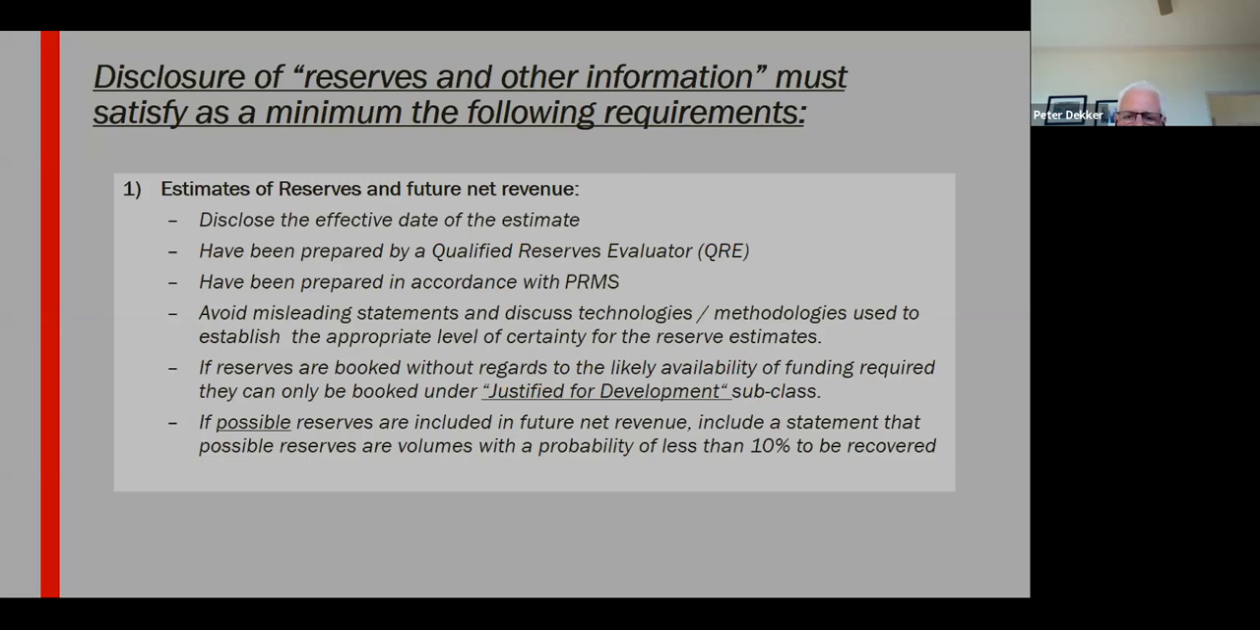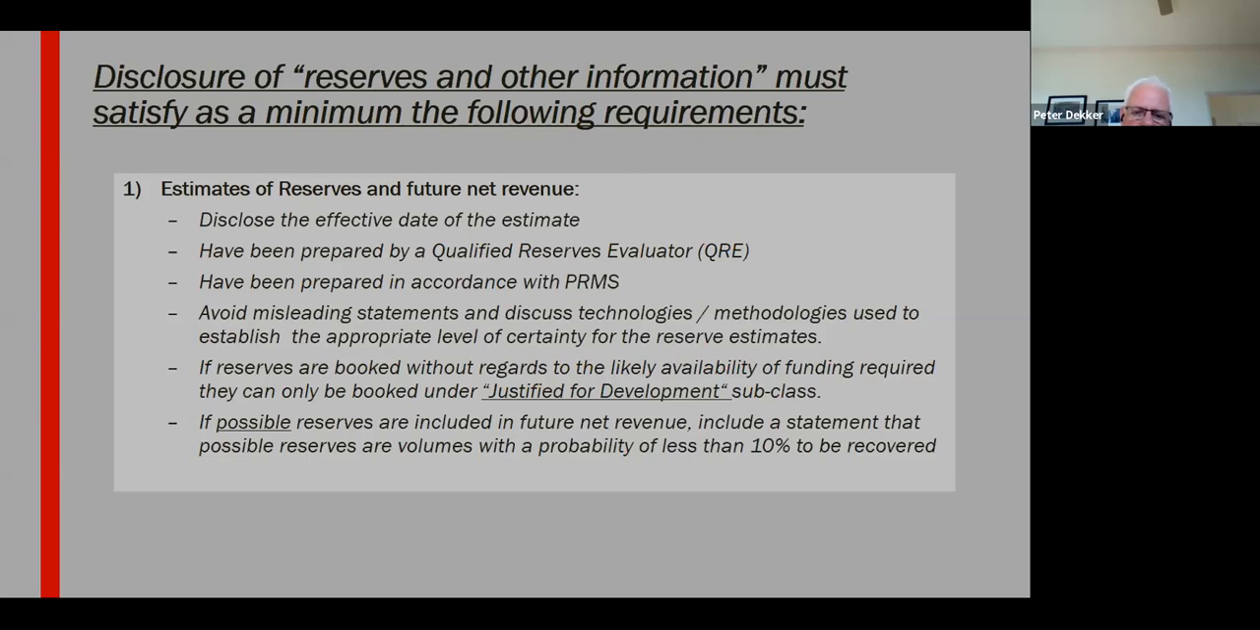If reserves are booked without regard to the likely availability of funding required, they can only be booked under the justified for development subclass. So you saw in the reserve subclasses, there was one subclass, justified for development. And one of the contingencies is generally that funding has to be available. However, in the justified for development category, you can book reserves if there's a very high likelihood that funding will be available very soon. Then you can put it under the justified for development subclass as reserves.